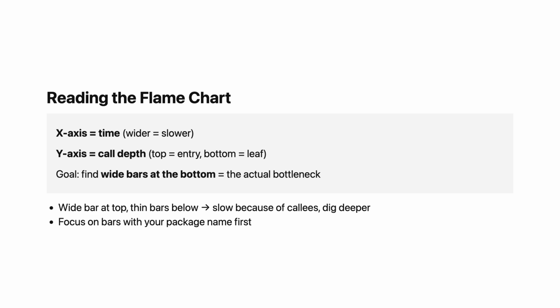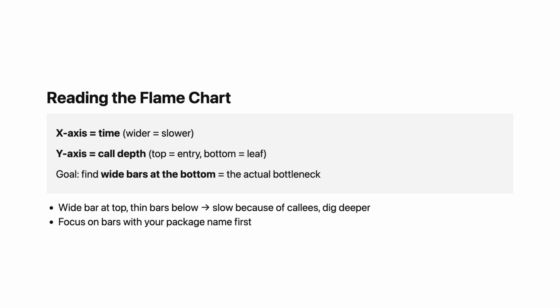Your goal is to find wide bars at the bottom of the stack. Those represent methods that take a long time themselves, not because of what they call, but because of their own logic. If a wide bar at the top has many thin bars beneath it, the top method is slow because it calls many things, and you need to dig into which callee is the problem. Color coding helps too. Android Studio colors system methods differently from your app's methods. Focus on your code first, the bars with your package name. That is where you can make changes.